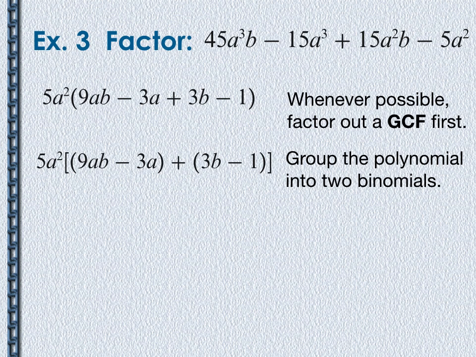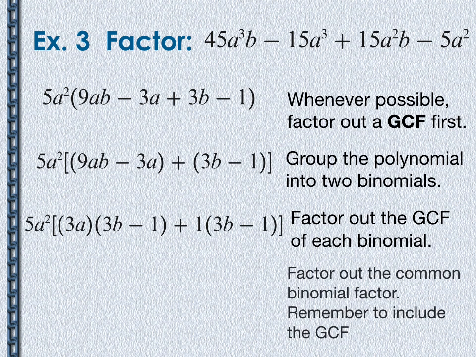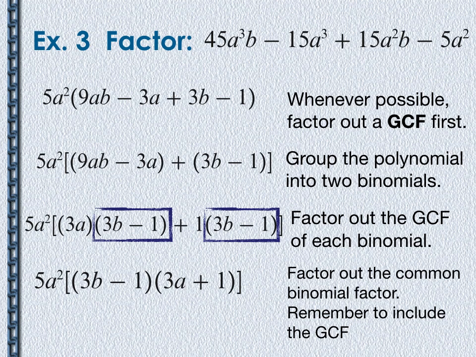The GCF I'll take out of the first group is 3a. And we'll notice the 3b minus 1 matches. We'll factor that out and rewrite everything, remembering to include the 5a squared in my final answer. So that is the factored form.